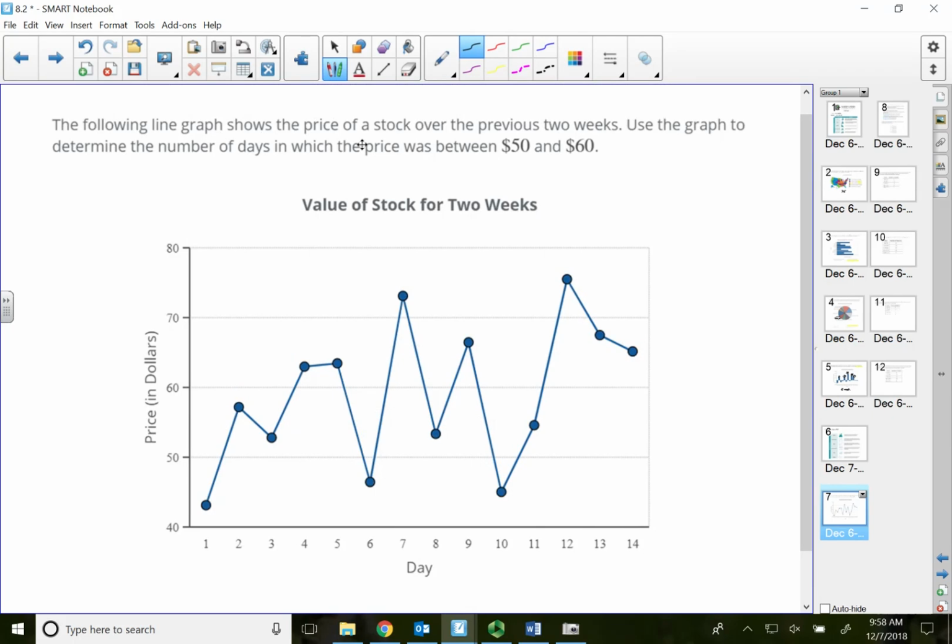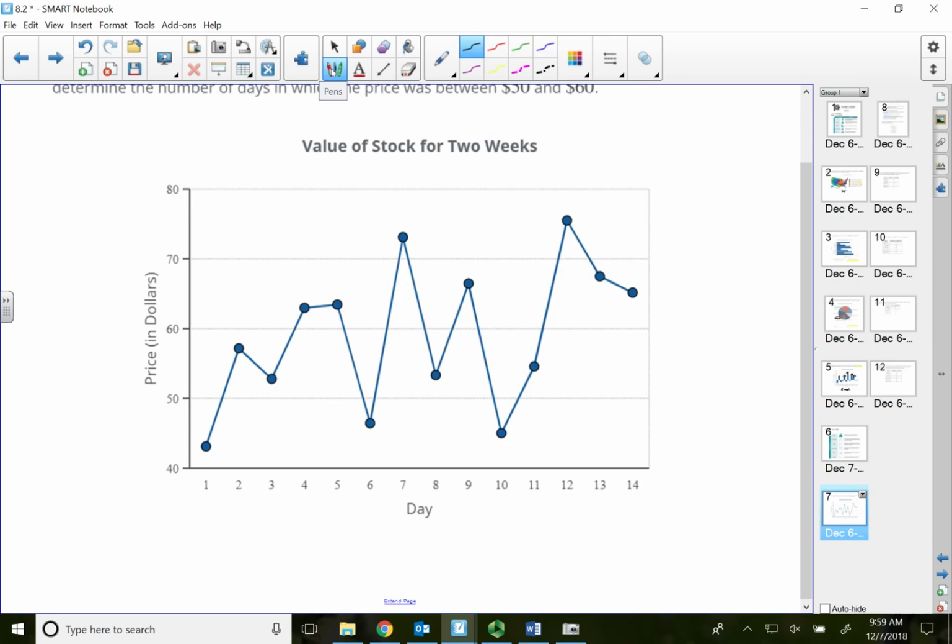The following line graph shows the price of a stock over the previous 2 weeks. Use the graph to determine the number of days in which the price was between $50 and $60. Number of days: day 2 is 1, so that's 1, 2, 3, 4 days. There are 4 days in which the price was between $50 and $60. That's all it is.